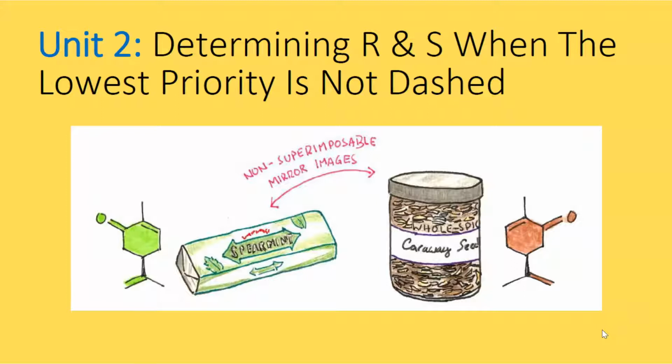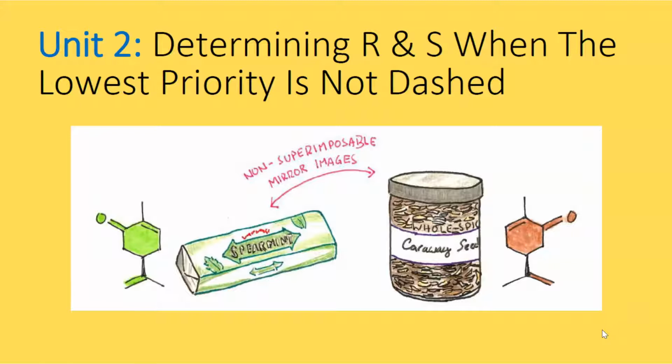Hello. Probably when you first learned how to assign R and S for a chiral carbon, you learned on molecules or on drawings in which the lowest priority, priority number 4, is a dash, because the idea is to orient the molecule so you see a steering wheel, and a steering column would be priority number 4, and you could figure out whether priorities 1, 2, and 3 are going clockwise or counterclockwise.